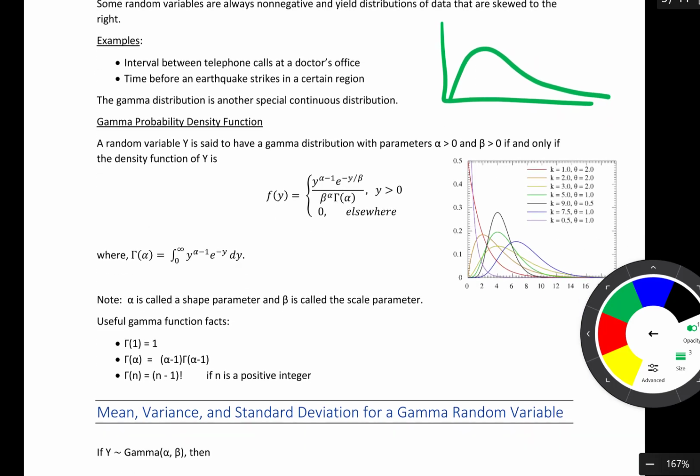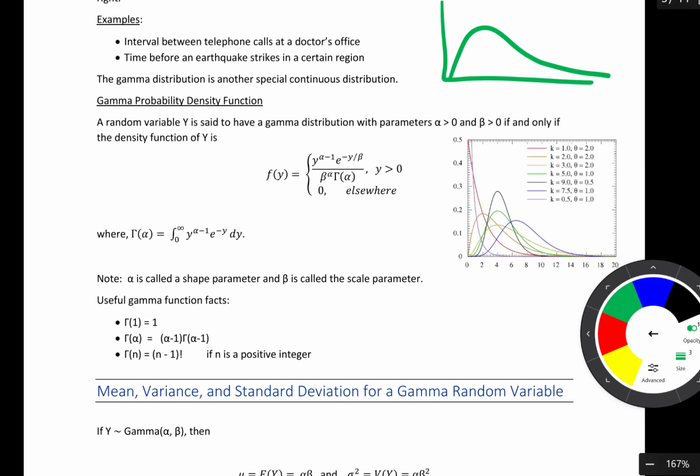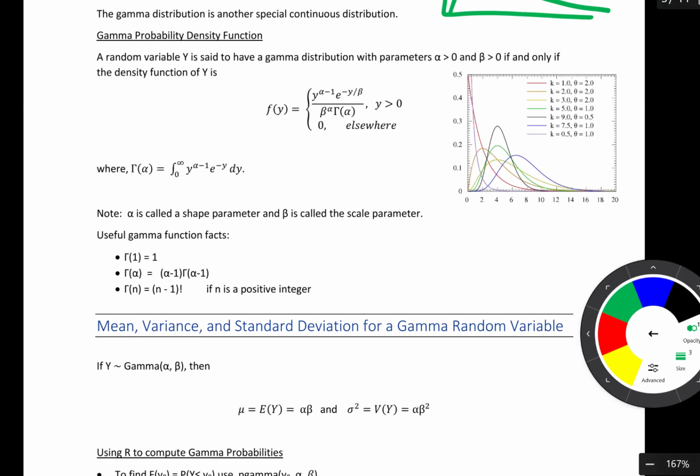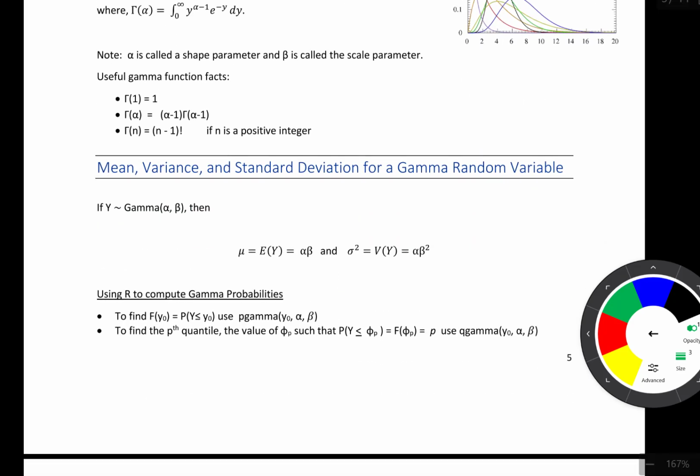And so some examples that we might want to model using a gamma distribution are things like the interval between telephone calls at a doctor's office or the time before an earthquake strikes at a certain region. And so here we have pictures of different gamma distributions under different sets of parameters, very similar to what we saw with the normal earlier on. And similar to before, we're going to use R to help us calculate these probabilities just like we did with the normal. So here we do have the mean and the variance of the gamma distribution, as well as the necessary R code.